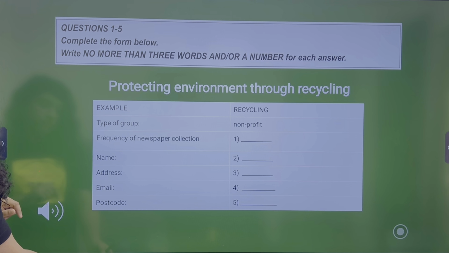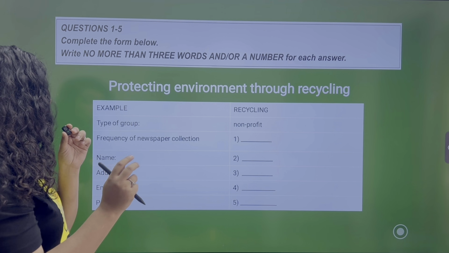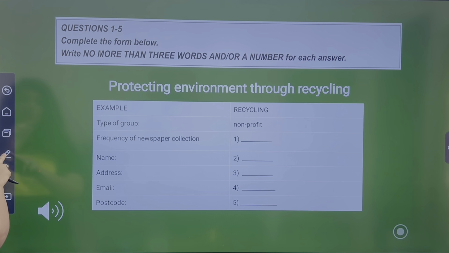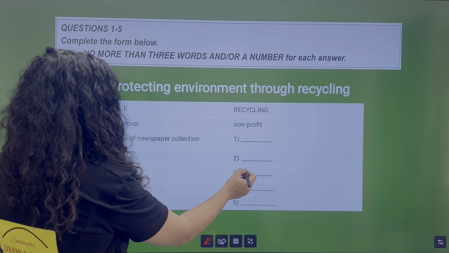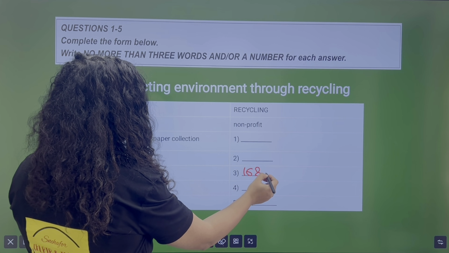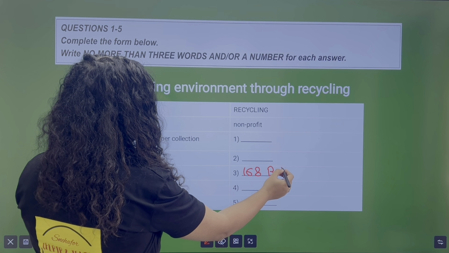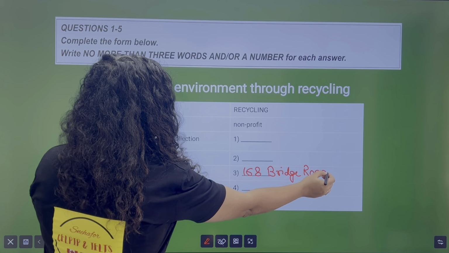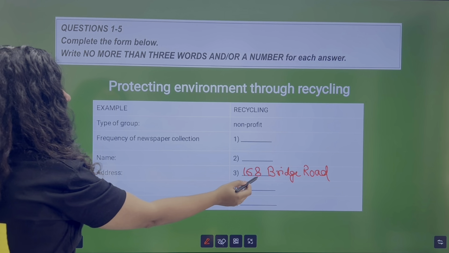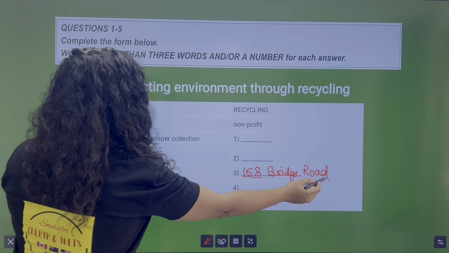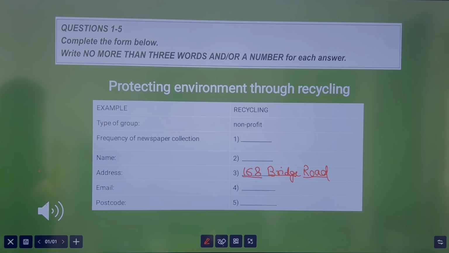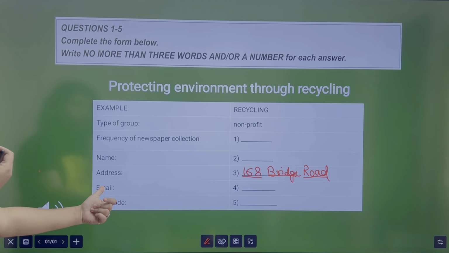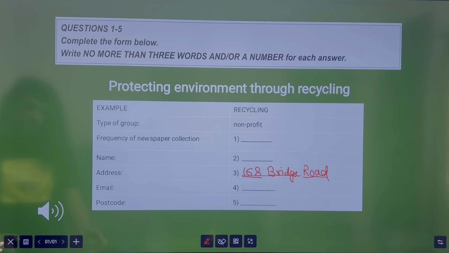So here the lady asked about the address and the man said it's 168 Bridge Road. So you'll be writing 168 and after that you have to write Bridge Road. Again, you're following the instruction. There is one number and 2 words. Total number of words and numbers are 3. Let's look at the next information, which will be related to email.